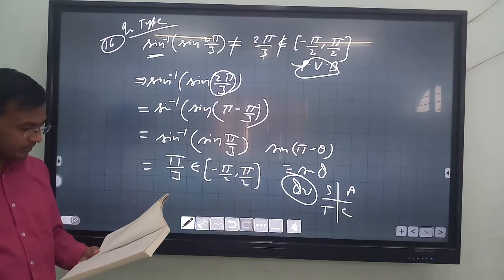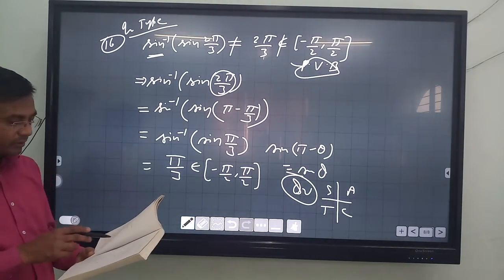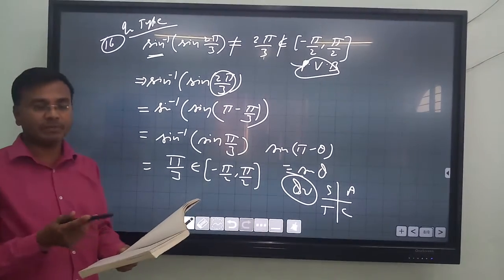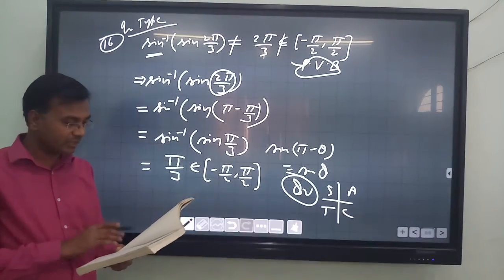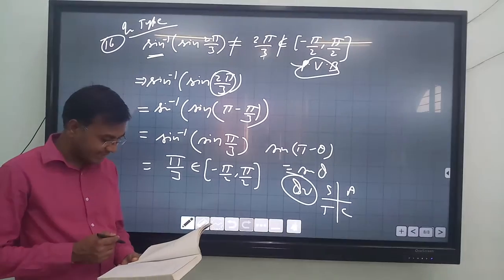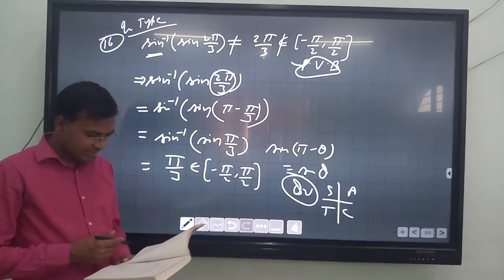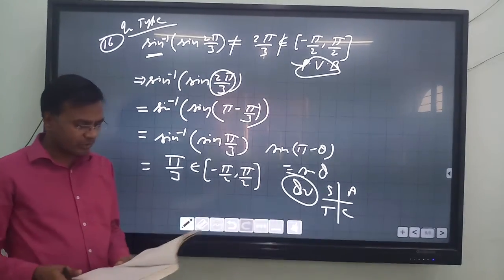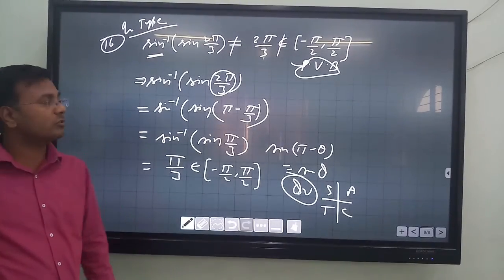Same as 17, 3 pi by 4. So pi minus pi by 4 can be used, that is pi minus theta. Now the angle is also lying in the interval, so you can write the answer. Same as 19, 20. So do solve these questions, and if you have any doubt, you can ask.